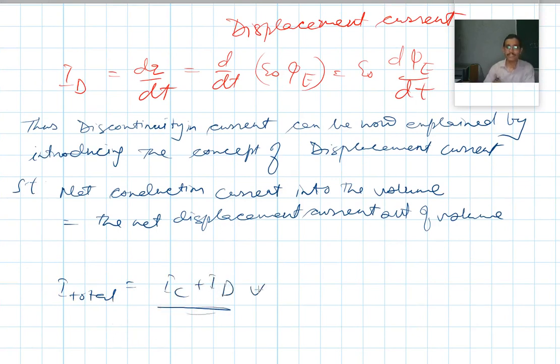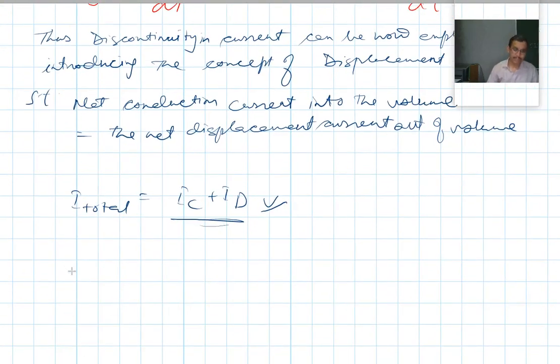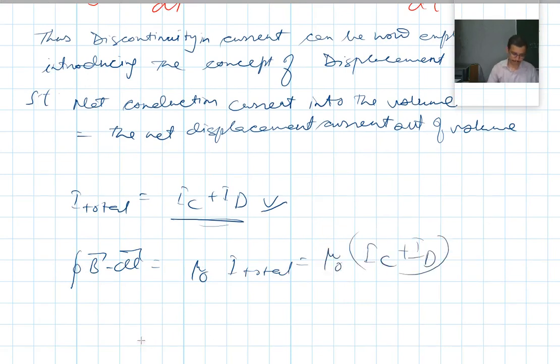And if I use this concept, then Ampere's law can be written as the closed integral of B dot dl is equal to mu naught times I total, which is mu naught times (IC plus ID), or you can say it is mu naught times IC plus mu naught epsilon naught d phi E over dt, right?